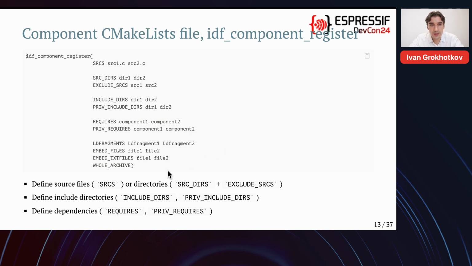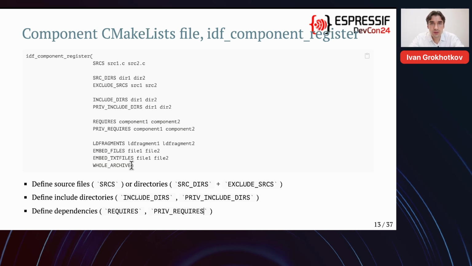The main thing that the idf_component_register function does is defining the list of source files, either using the SRCS keyword or a list of source directories using the SRC_DIRS keyword. You can define the list of include directories using INCLUDE_DIRS or PRIV_INCLUDE_DIRS keywords, and you can define dependency between components, and we will talk about the dependencies topic in a bit. There are also some additional parameters you can specify to idf_component_register, such as for linker fragments, embedding files, and so on. I will not cover this in detail. This is covered in the documentation.